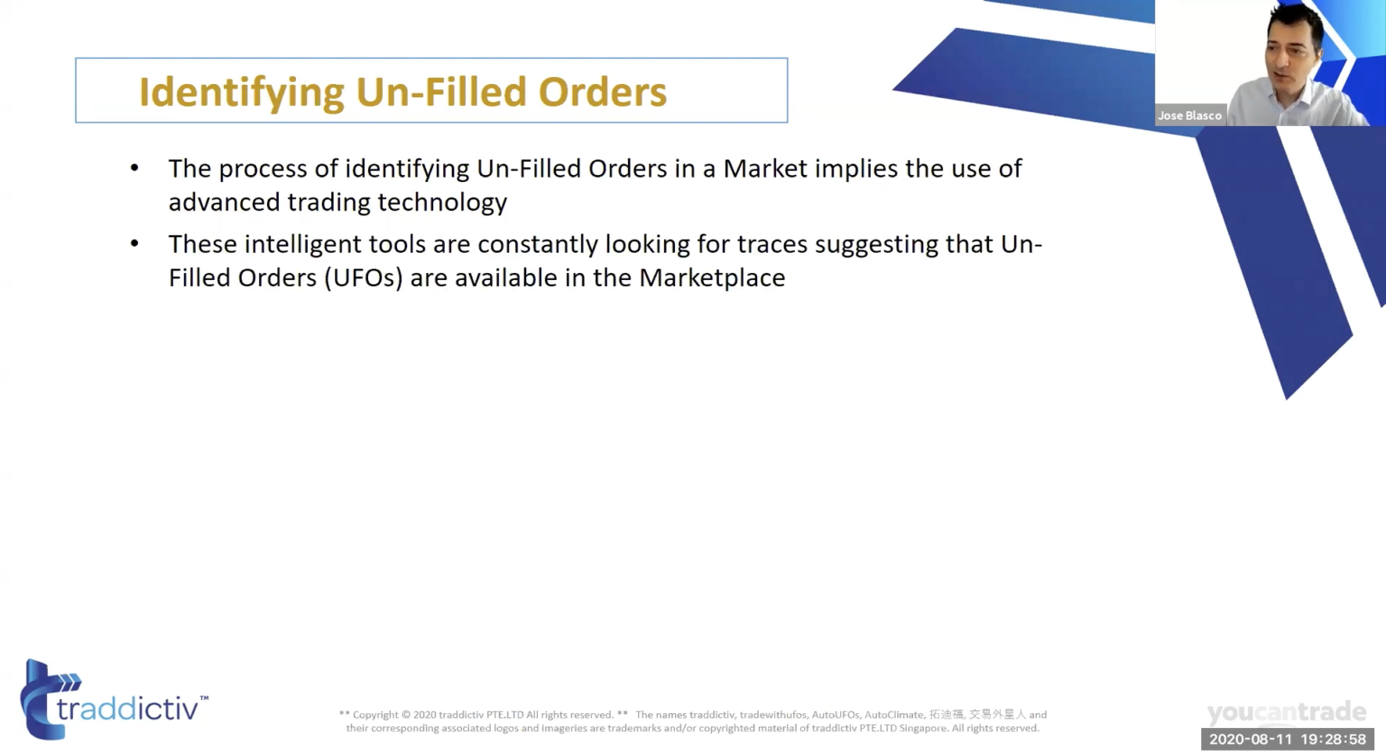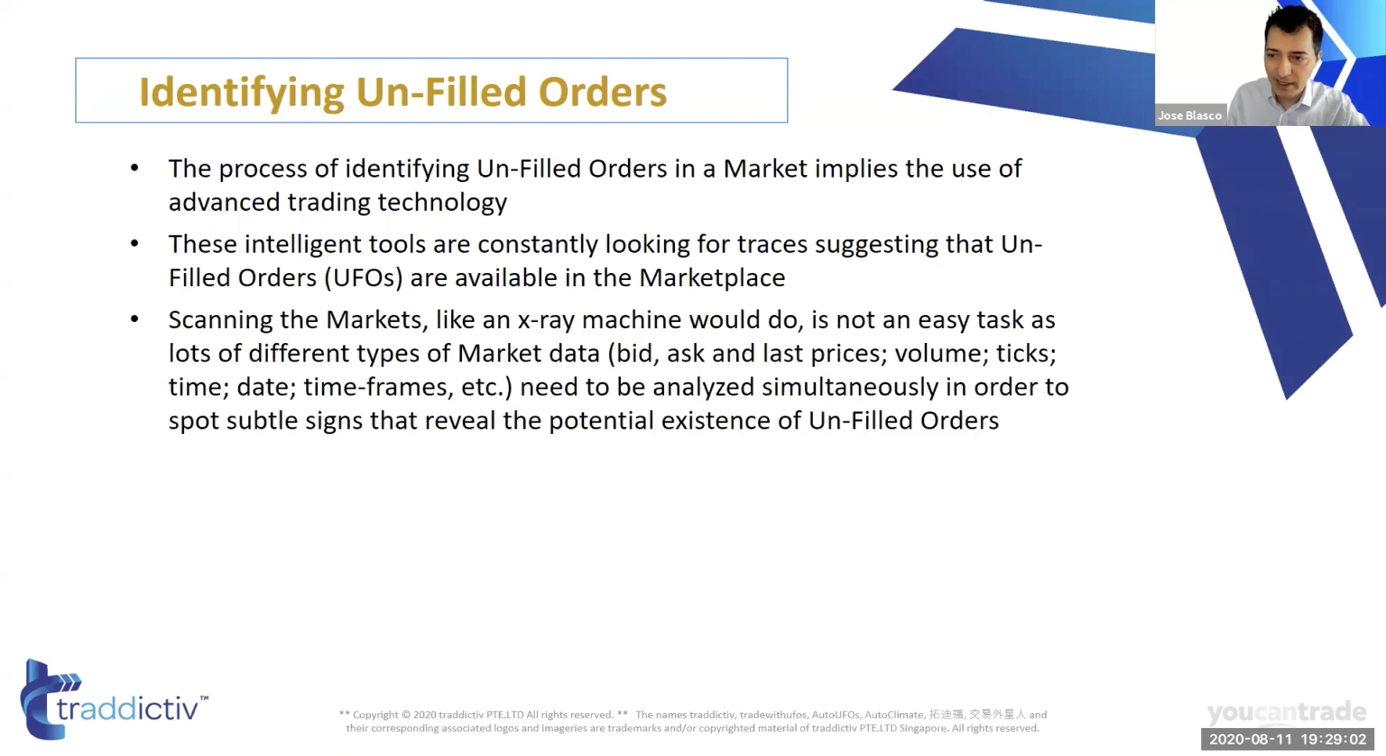So these intelligent tools are constantly looking for traces suggesting that on-field orders are available in the marketplace. Scanning the markets like an X-ray machine would do is not an easy task, as lots of market data needs to be assessed simultaneously in order to spot subtle signs that reveal the potential existence of on-field orders. So now, key concept, subtle signs.